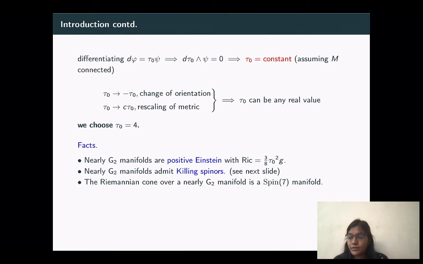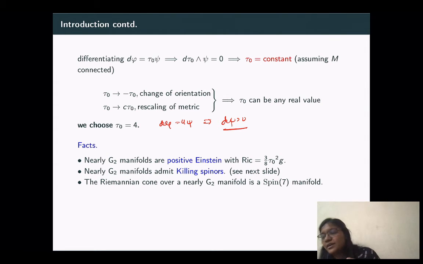So the definition for nearly G2 for us would be that d phi equals 4 psi. And once we have this, we no longer need d psi equals 0, because that's just implied by d phi equals 4 psi. Alright, so this is one of the definitions for nearly G2 structure.